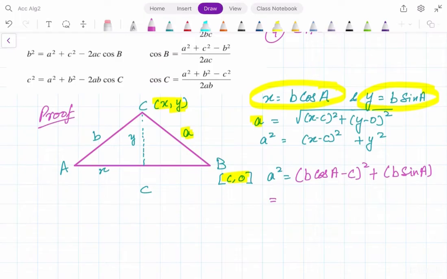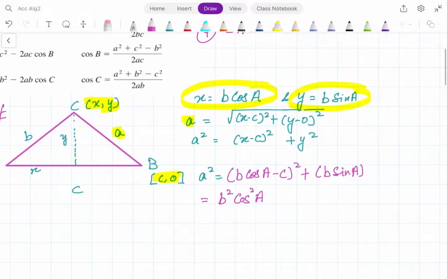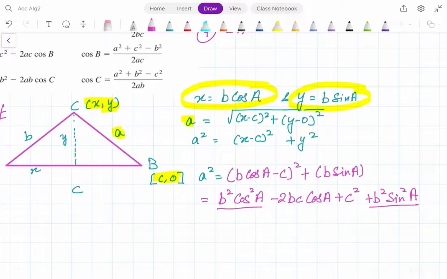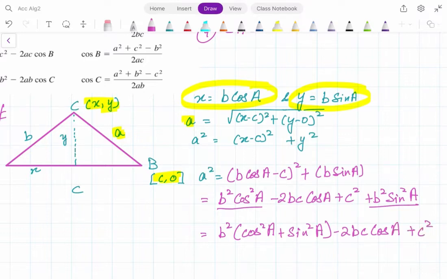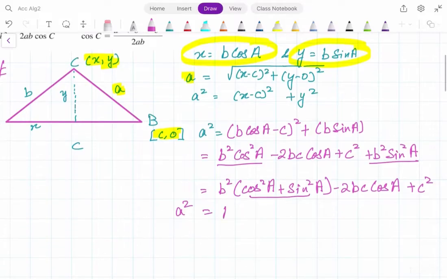Let's use the a minus b whole squared property, and if you open up the parentheses, it will give you this equation. Let's combine the like terms. We have b squared cos squared A and b squared sine squared A. I can combine these and take out a b squared, and that will be just the Pythagorean theorem of trig: cos squared A plus sine squared A will be just 1. The leftover will be our standard formula for a squared.